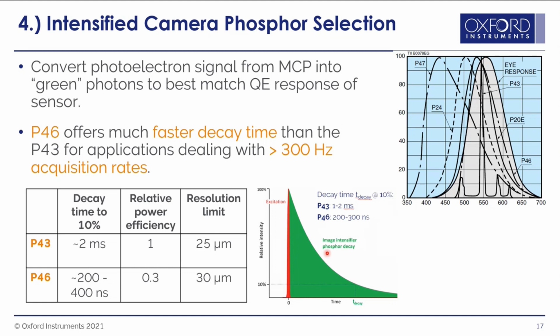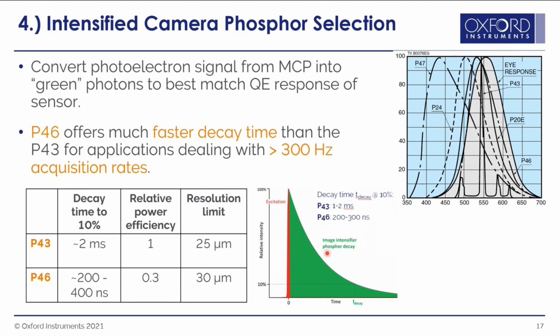But there is a trade-off, though. You would think, oh okay, why don't we just use P46 for everything? The reason is that between P43 and P46, there are some trade-offs. If you imagine that the relative intensity is 100% at P43, if you use P46 for the same application, you would only get 30% of the relative intensity.